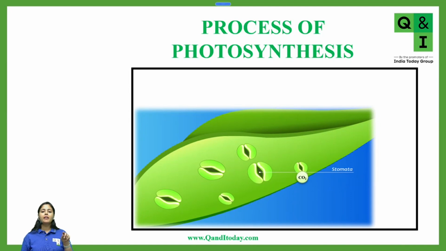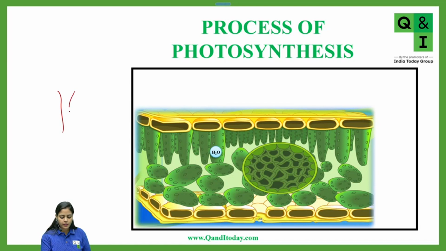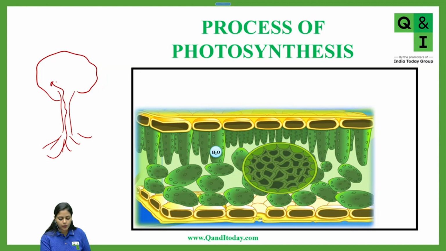So basically, carbon dioxide is entering into the leaves through these stomatal pores. Now, what is happening? Water is coming from the roots. Suppose let's say this was the plant and these were its roots. So now water is coming from the roots, whereas carbon dioxide is being taken from the surface of the leaves.